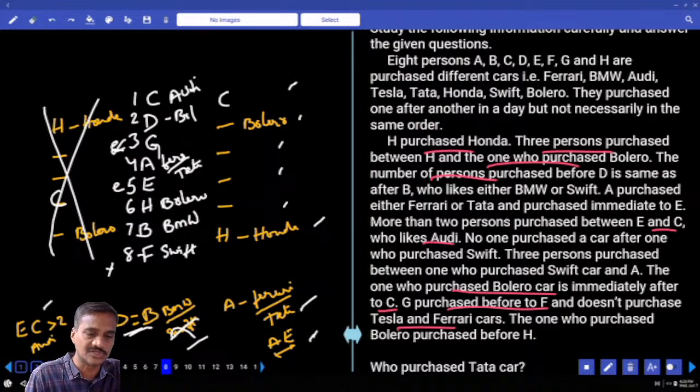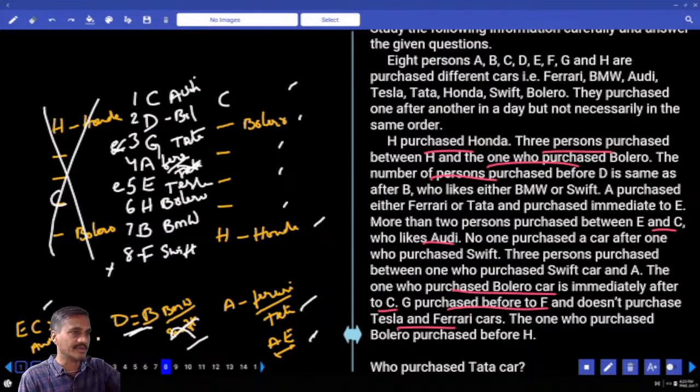As C purchased Audi, and G is neither Tesla nor Ferrari, Tesla and Ferrari are ruled out. Hence G must be Tata. If G is Tata, A is Ferrari and E is Tesla. E is Tesla. Now this is about question numbers 8 to 11.